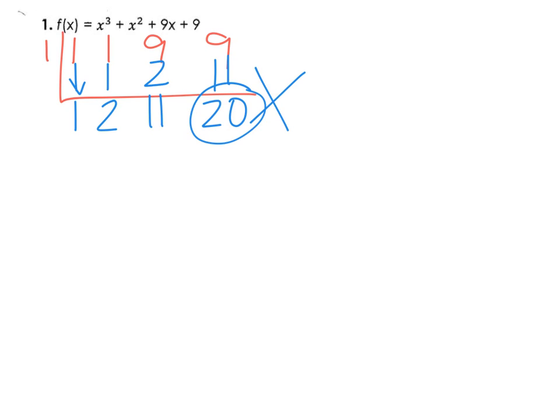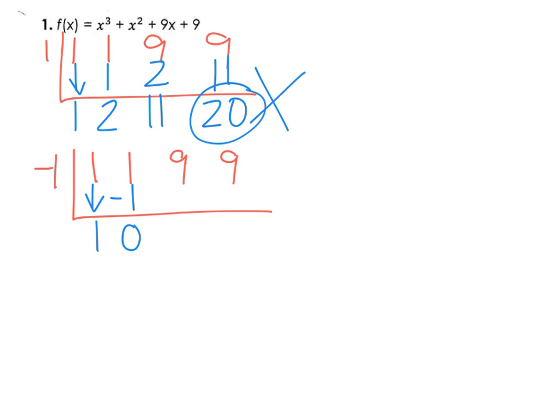So now let's try, how about -1? All right, because you can try any number. I recommend you start with 1, 2, 3, negative 1, negative 2, negative 3. All right, we use the same coefficients that are inside our first box. Bring down the first term. 0, 0, 9, negative 9, 0, and you're good. We found one of the zeros of our function, so one of the zeros is negative 1.